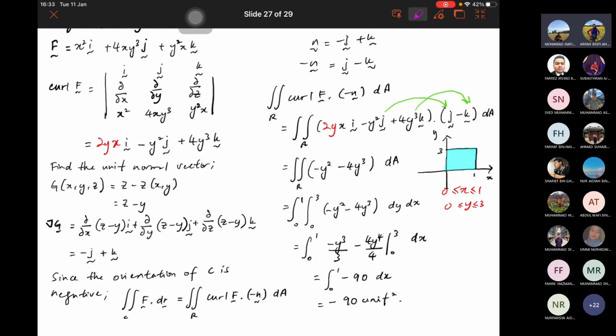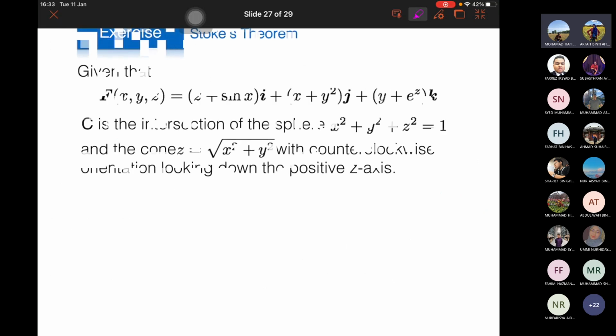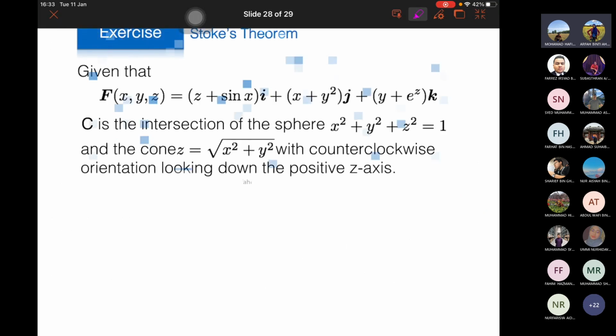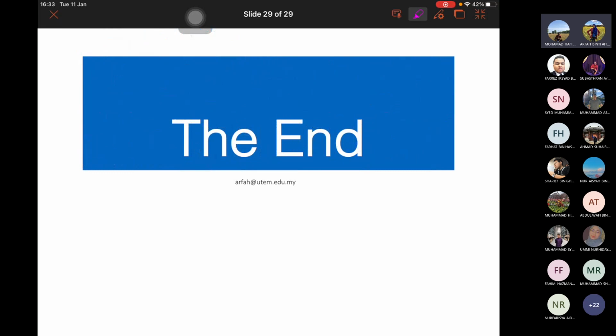Any questions on this one? Did everyone get it? Okay, this one is done. So, this is Stokes Theorem, and there is also another exercise that I enclosed in here. You can try it by yourself.